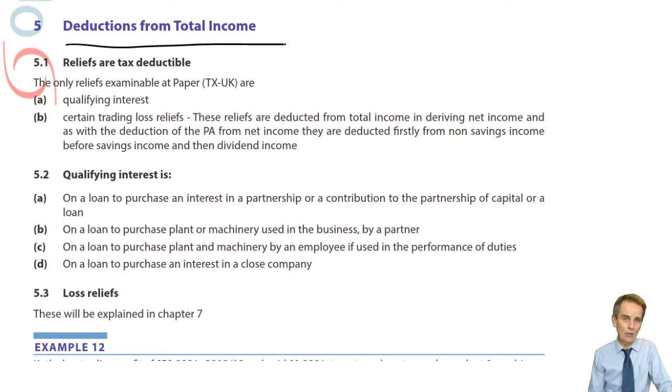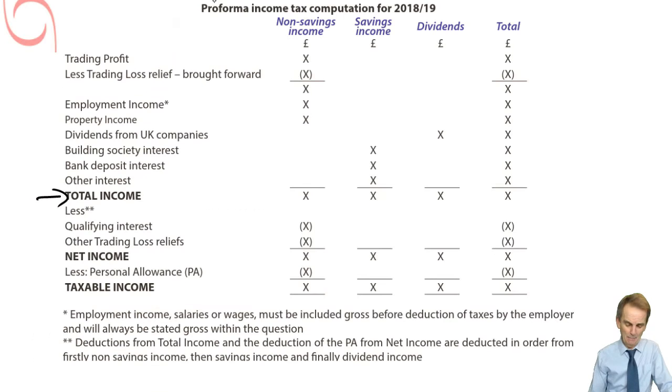And we basically got two types: qualifying interest and certain trading loss reliefs. More of that in a moment. So back to your pro forma. There you go. Qualifying interest. And here, rather than saying certain, it says other trading loss reliefs.